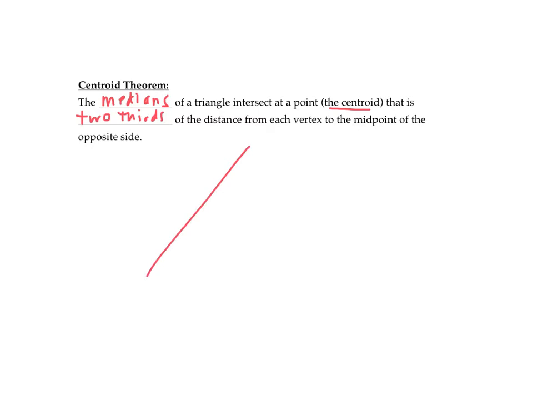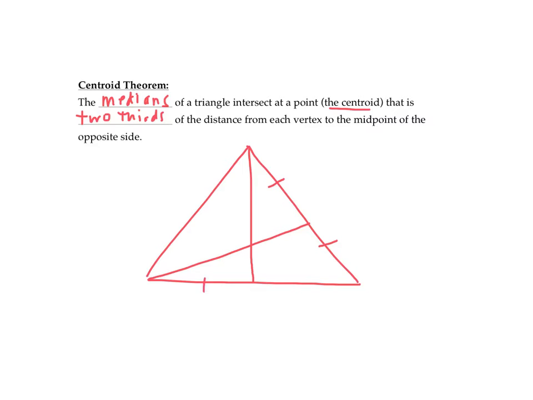Okay, so it's a little confusing. So let's draw a triangle. And let's go ahead and put in the medians. So that will be a median if these two segments are congruent. This is a median if these two segments are congruent. And this is a median if these two segments are congruent. So again, median goes from vertex to the midpoint of the opposite side.